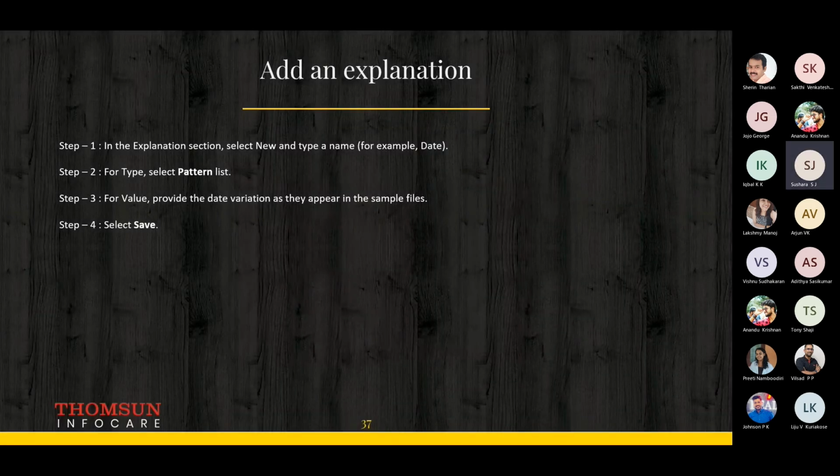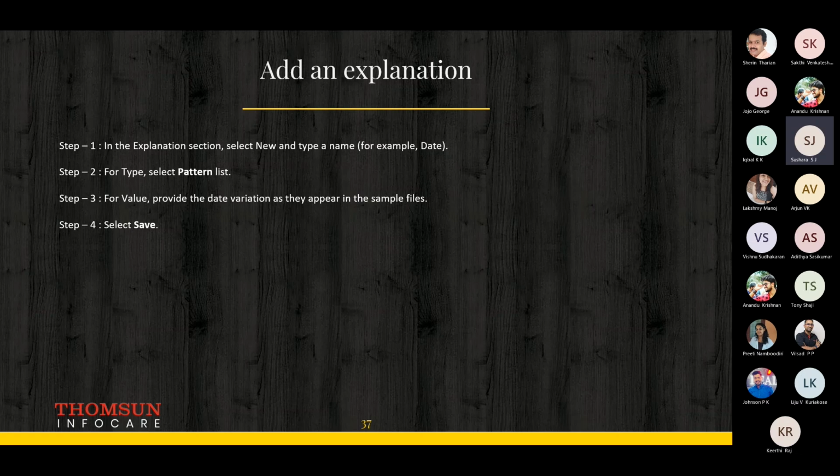The next one is add an explanation. In the explanation section, select new and type a name, for example, date. For the type, you can select the pattern list. For value, provide a date variation as they appear in the same files. Then you can select save.